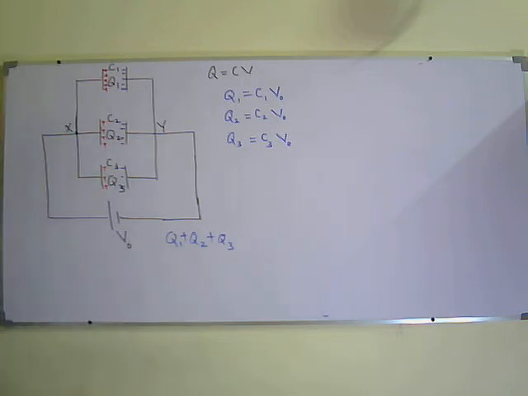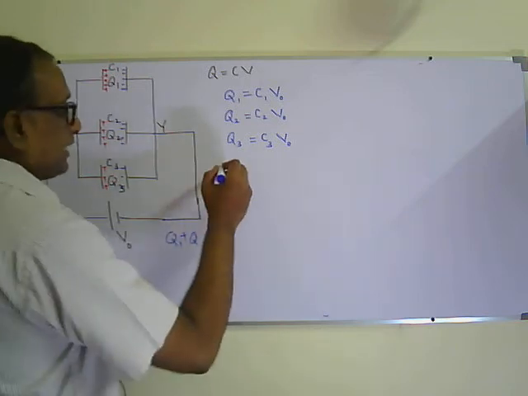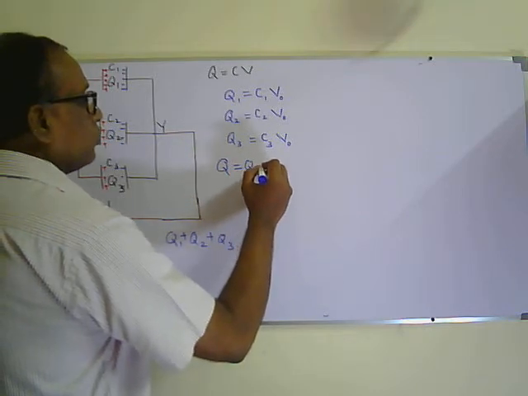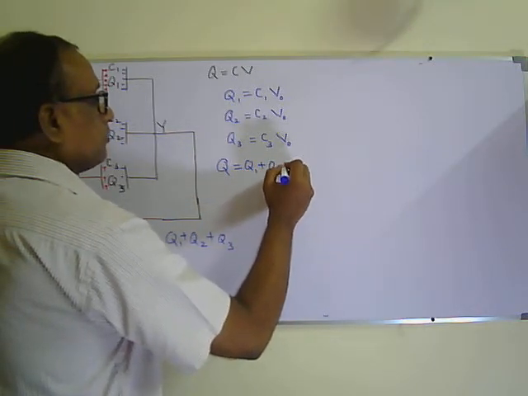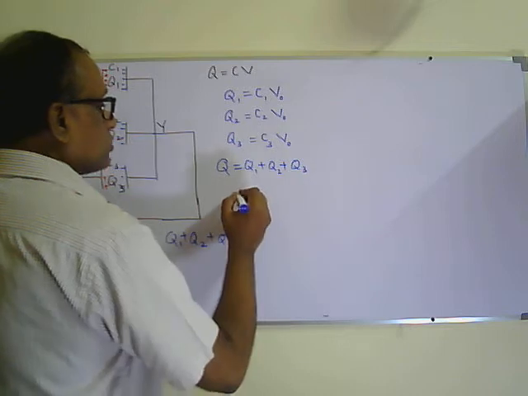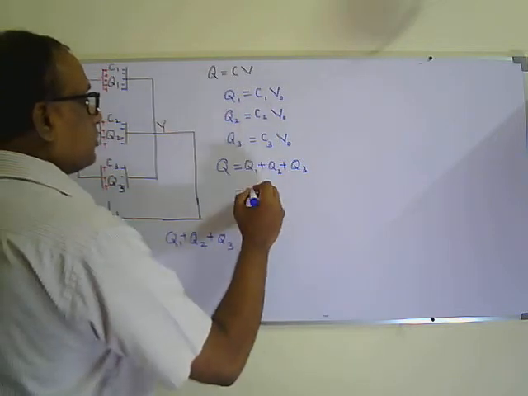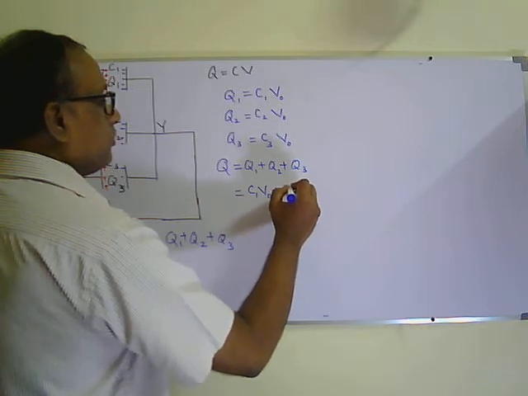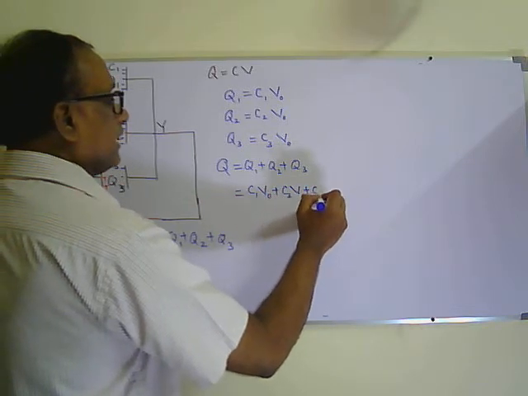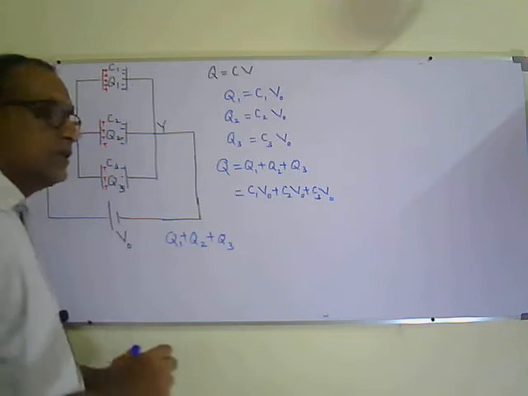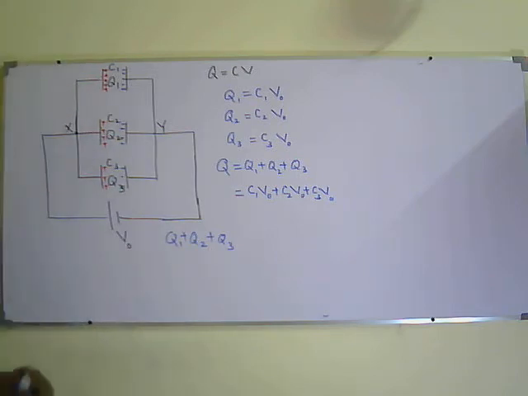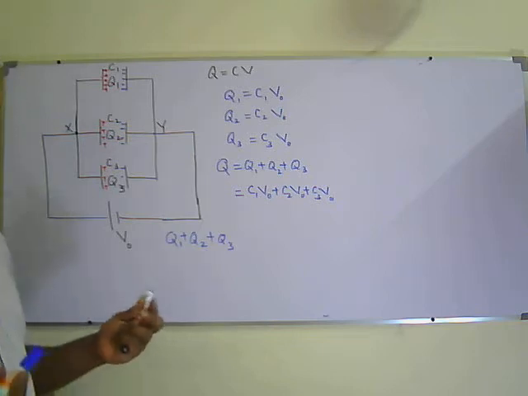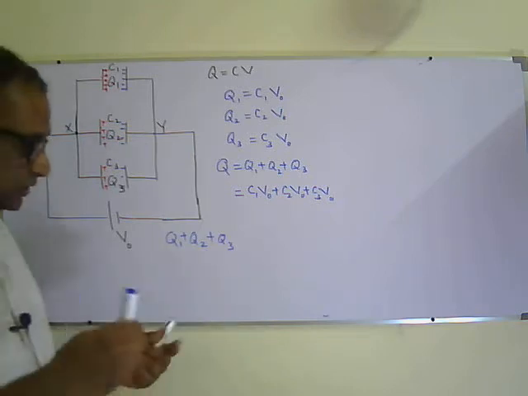So the total charge flowed in the circuit, if I say Q, that is Q is equal to Q1 plus Q2 plus Q3. So instead of Q1, I can substitute C1 V naught. This is C2 V naught plus C3 V naught. Now I'm going to define the equivalent capacitance. Here also the same meaning.